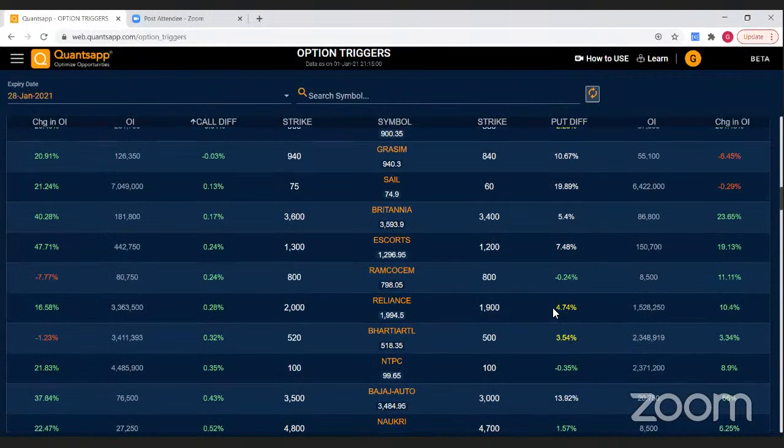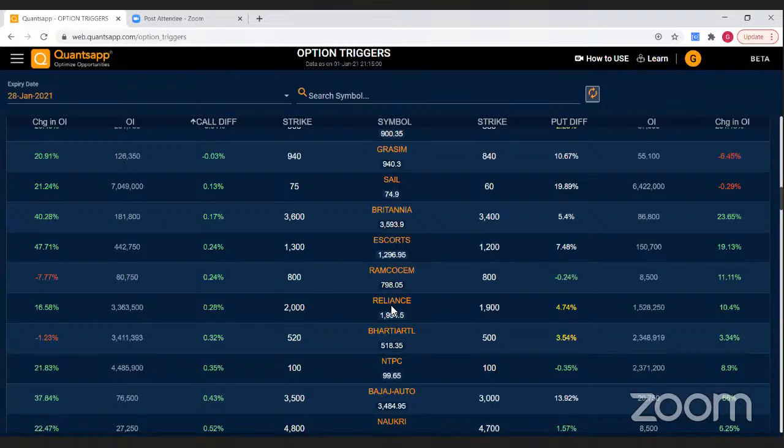Now you can say that 4.7 means the difference between the Reliance future price and the put option is roughly 4.7%. So you can see there's a big difference between the future price and the highest put. At the same time, Reliance is trading at 1994 and the strike is at 2000, which means the call is very close to it, and at the same time there's an increase in the OI, which means you should consider it here.